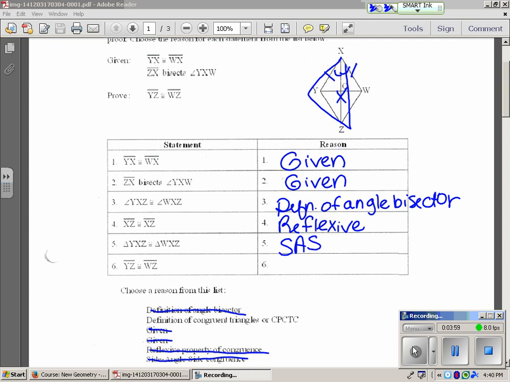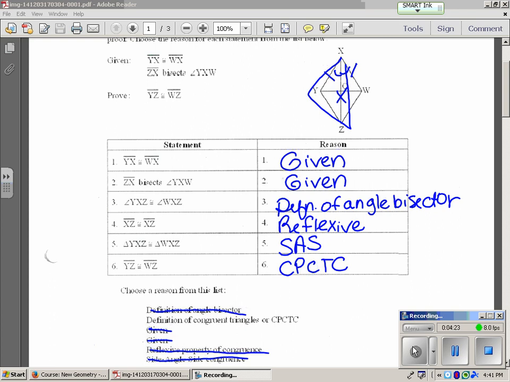And then finally, well, if the triangles are equal, wouldn't YZ have to be congruent to WZ? Well, yeah, it's matching parts. So therefore, it would be its corresponding parts. So corresponding parts of those congruent triangles that we just proved are congruent. And so that would be the end of that proof. Again, pretty simple, because it's giving you the reasons and so forth.